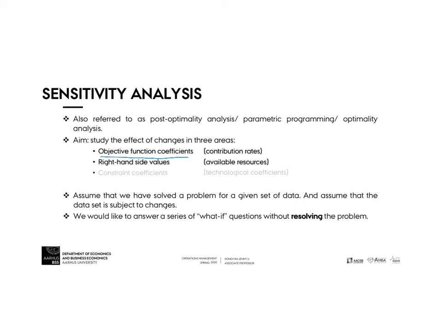In the objective function, if we change the parameters, then the optimal solution may or may not be affected. The parameters we talk about are mainly the objective function coefficients. We also look into the right-hand side values in your constraints, and then the constraint coefficients. The constraint coefficients will not be addressed in this lecture. So we will only focus on the objective function coefficients and the right-hand side values.